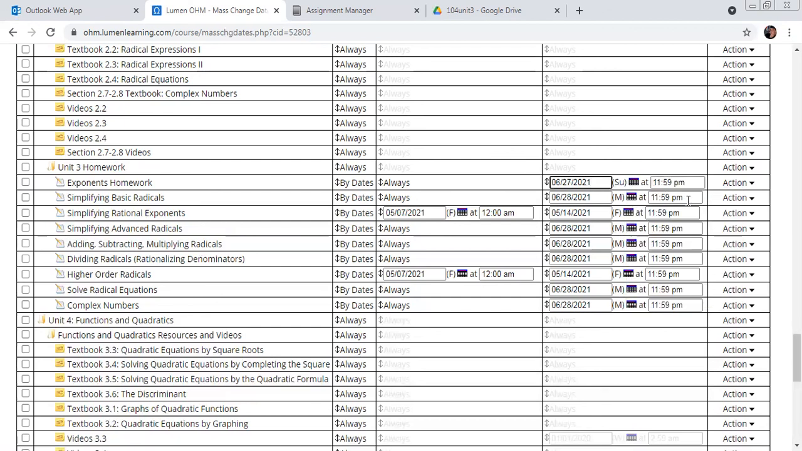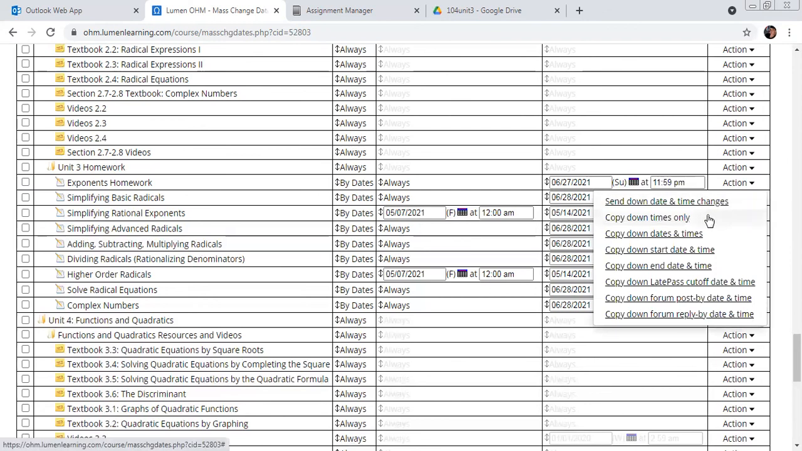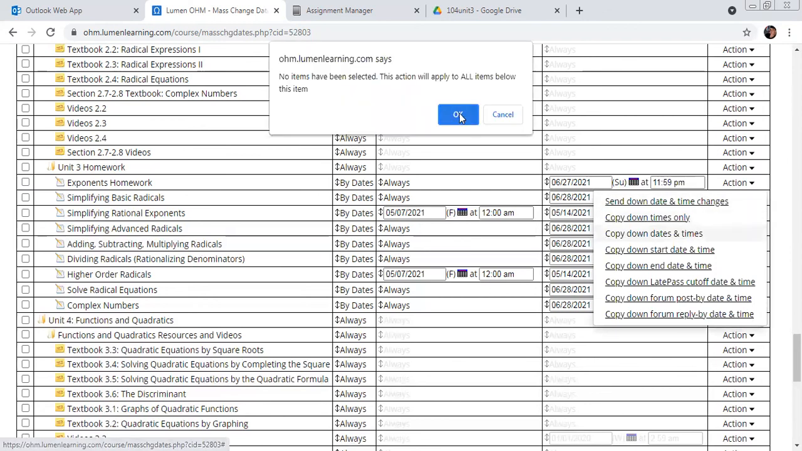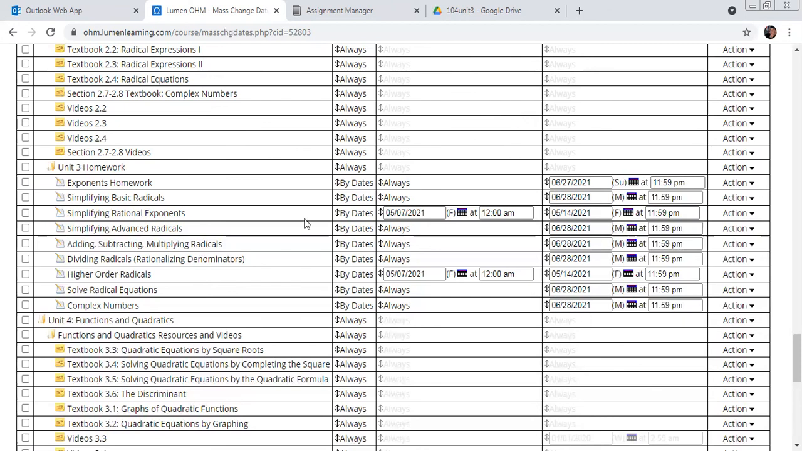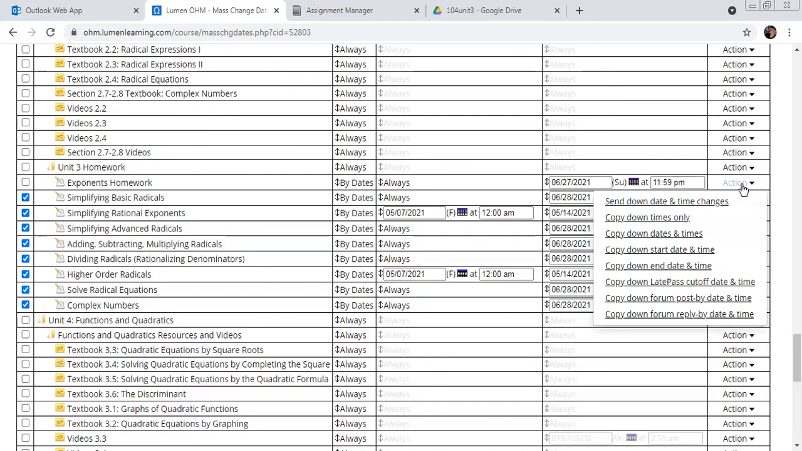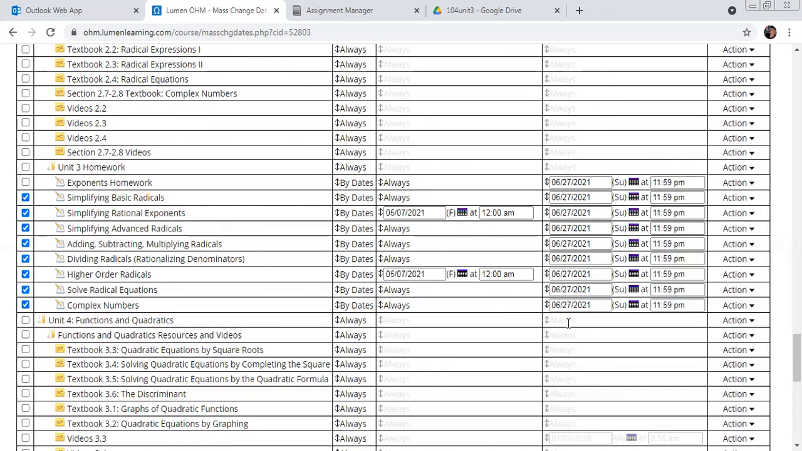Okay, let's do that. Copy down dates and times. Let me select them real fast. Due Sunday is totally fine with me. I think that's definitely reasonable. So let me copy down dates and times. Perfect. These are all due by the 27th, 11:59 p.m.